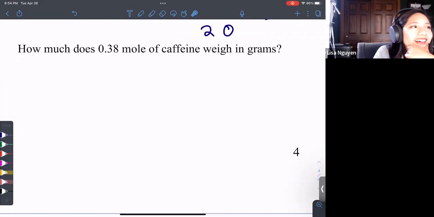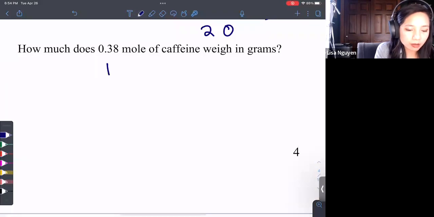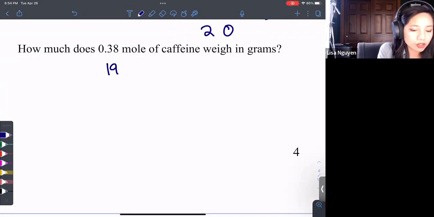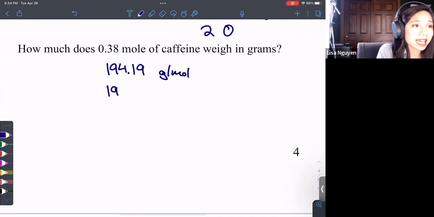So, moles of caffeine, what does it weigh in grams? This question's pretty much the exact same as our gold example. It's actually less steps. We recognize that we just got the molar mass of caffeine, how much 1 mole of it weighs, so 194.19 grams per mole. Just rewrite that as a conversion factor: 194.19 grams equals 1 mole of caffeine.